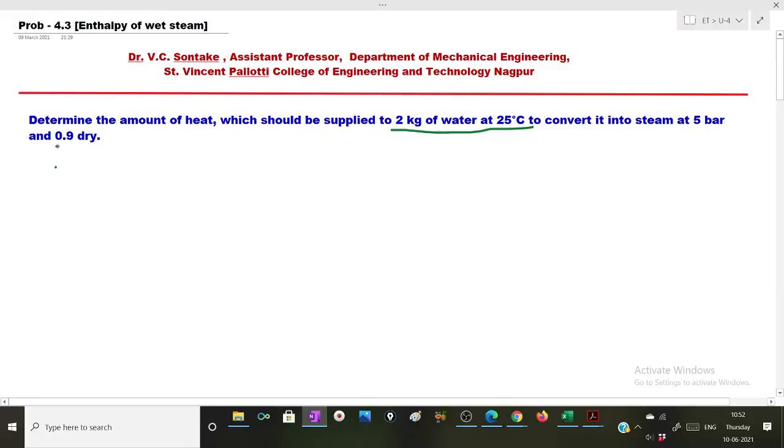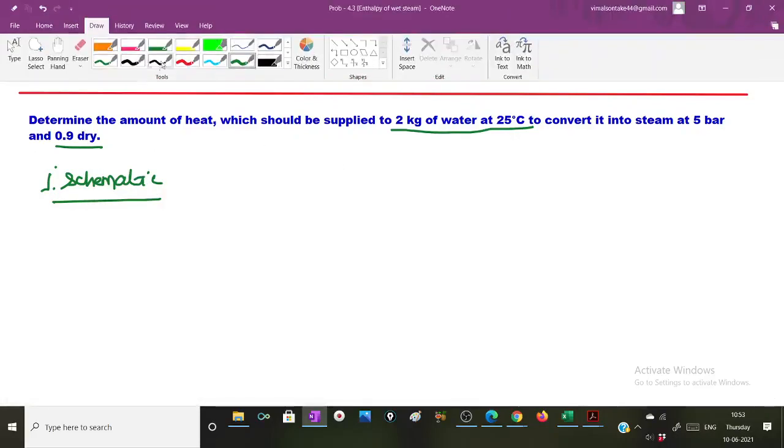This 0.9 dry means this is the dryness fraction of the steam at 5 bar, and whenever the condition of steam is written in such a manner in the problem, you can easily predict it is wet steam. So here the condition of wet steam at 5 bar is 0.9 dry. Now let us try to represent the condition of this steam on our TH diagram.